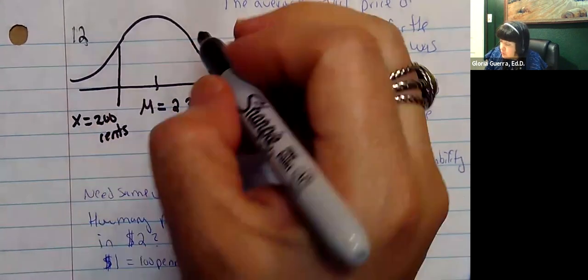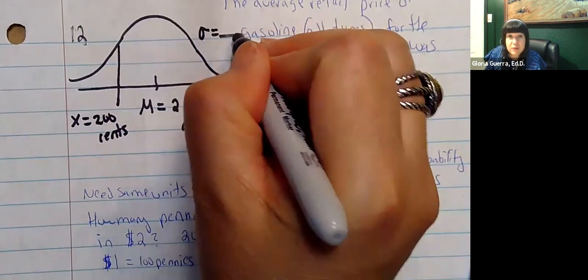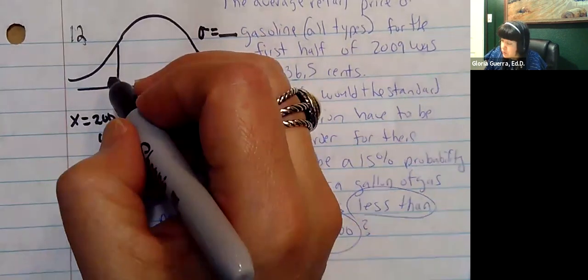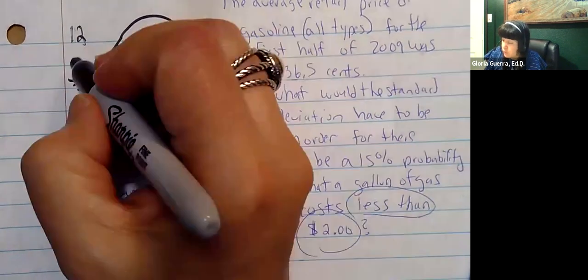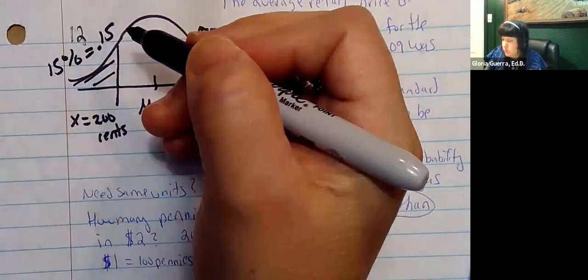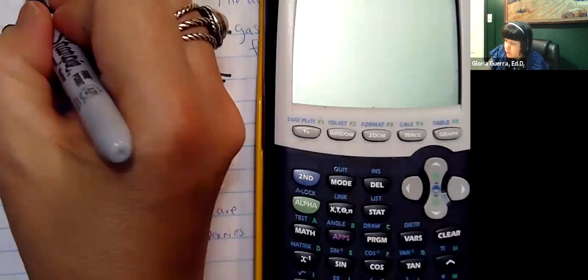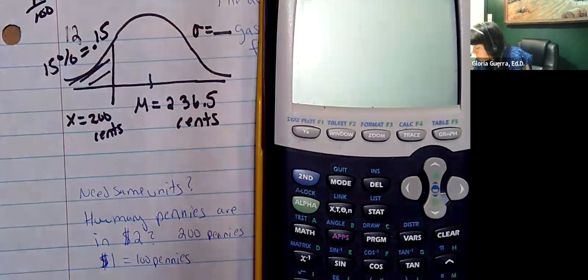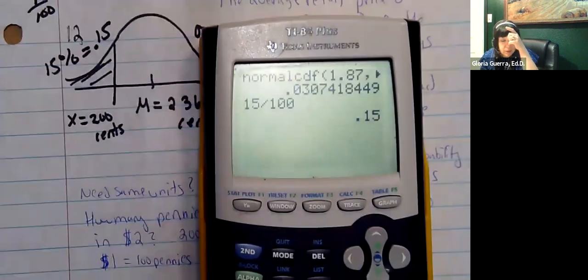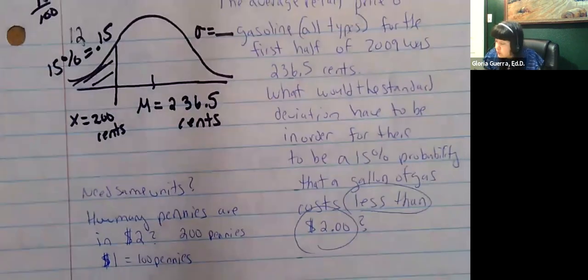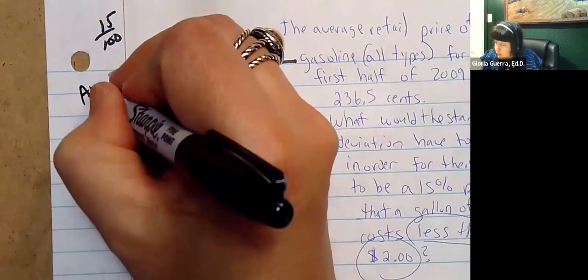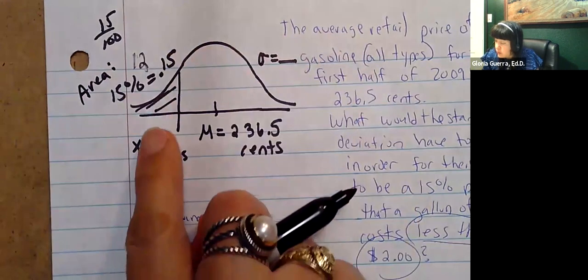And the thing is, you don't know what sigma is. We got to find sigma. That's what they said. And so this is reflective of the 15%, which is 0.15. Percent is parts per 100, so 15 divided by 100 is 0.15. This is your area, on this side.